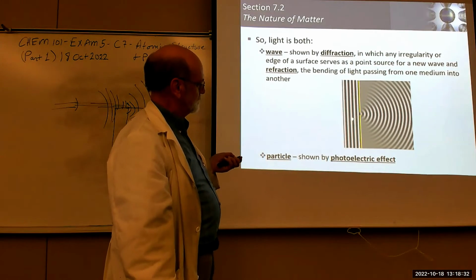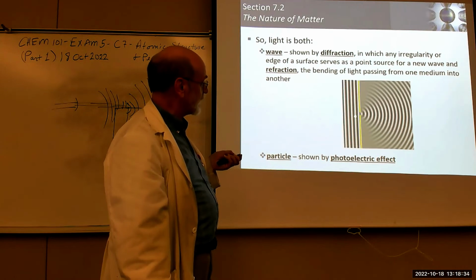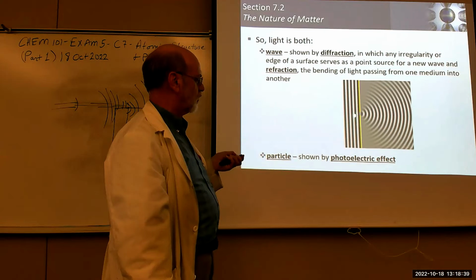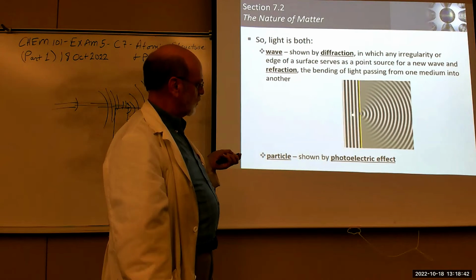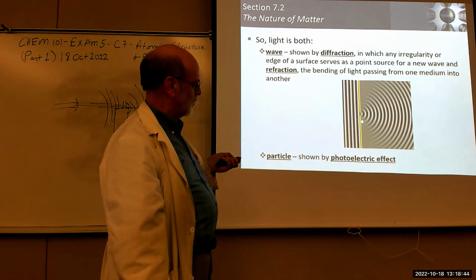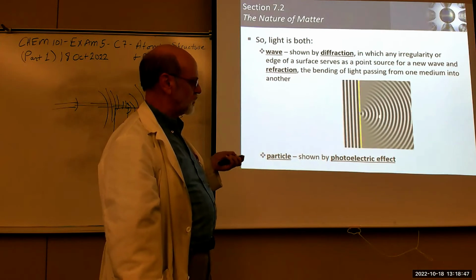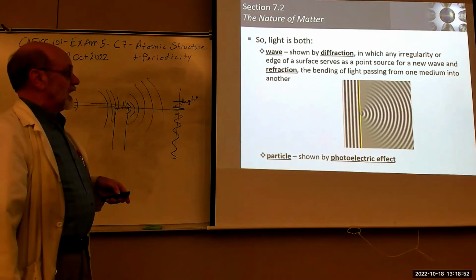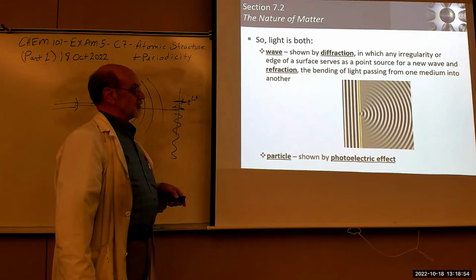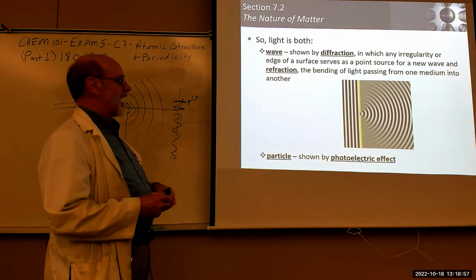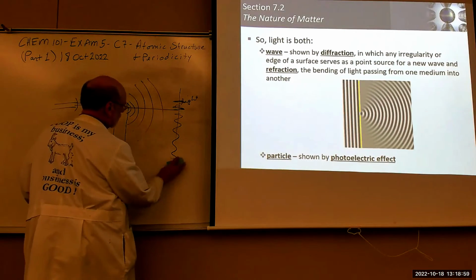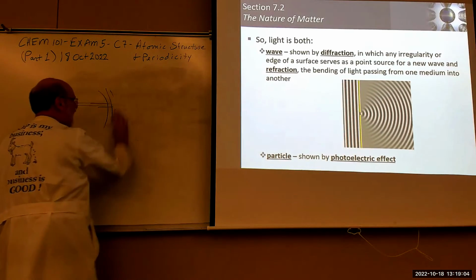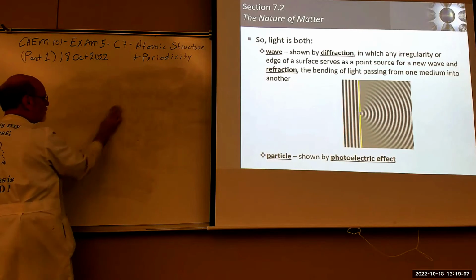We have a wave originating, striking. Think of this as ripples on a body of water. And when the wave strikes this point, it serves as a point of origin for the new wave. That's diffraction. That is only characteristic of waves. Refraction, that's diffraction. Refraction is the bending of light as it passes from one medium to another.